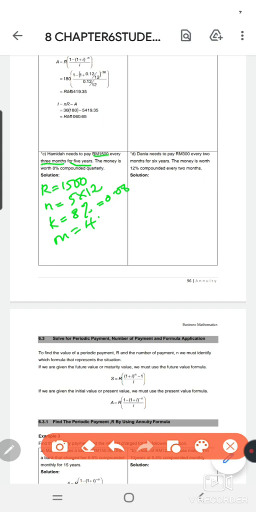Okay. So this one you can just use the formula. Okay, guna balik formula ni, you can get the value of A and I. So you can try to solve all this example. Try to complete all the examples.